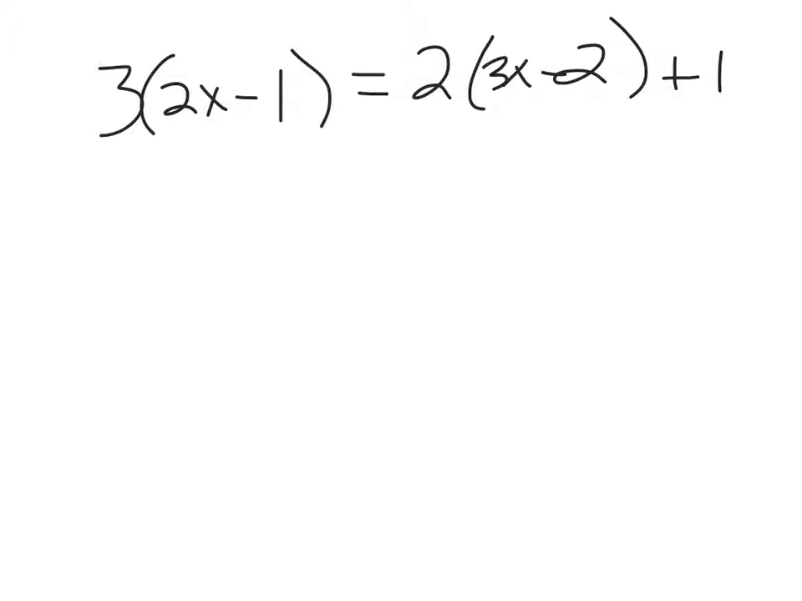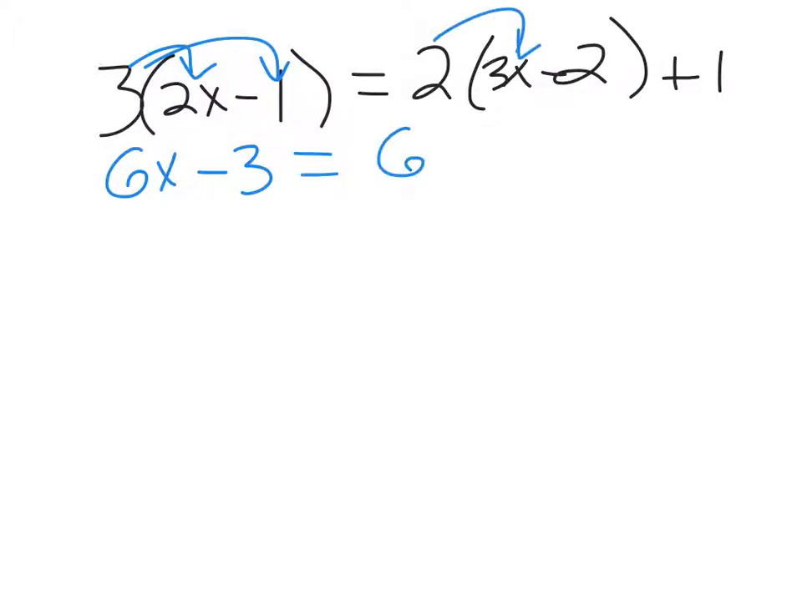I want to remove those parentheses, so I'm going to apply the distributive property. 3 times 2x we know is 6x, and 3 times negative 1 is negative 3. So very similar to the last one. I'm going to take 2 times 3x, which is 6x. 2 times negative 2 would be negative 4. And then don't forget this plus 1 over here, so we'll bring that down right there.